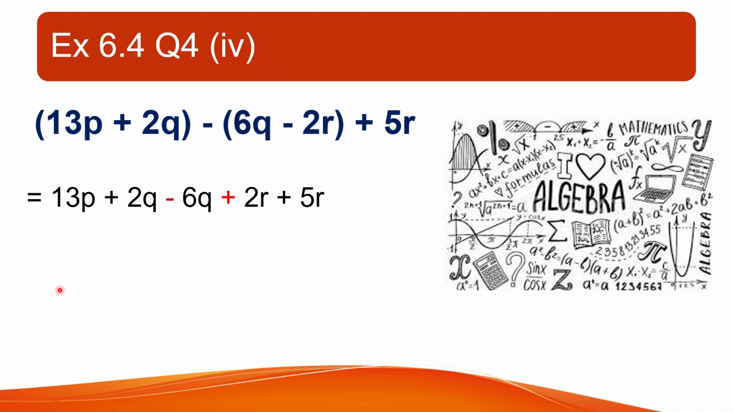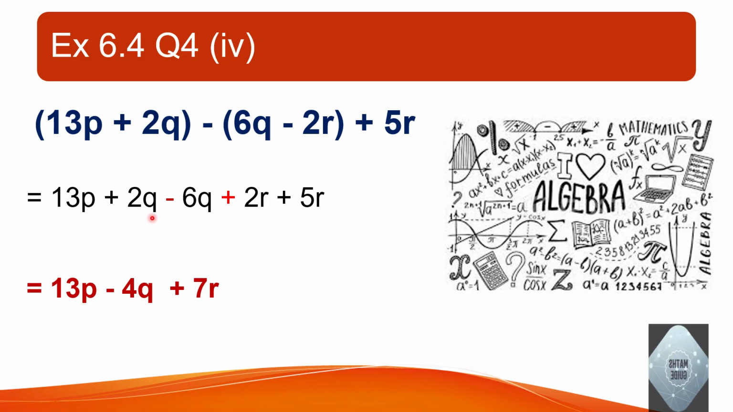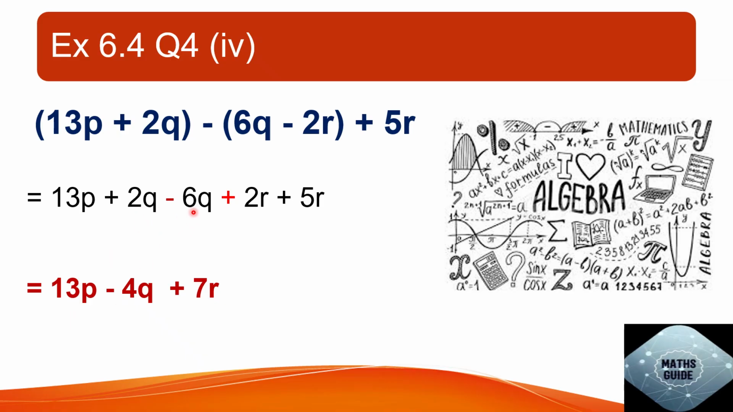Now the next step is to arrange or group the like terms. This is the only single term with variable p, but we have two terms with variable q and two terms with variable r. So 13p will be written as it is, then plus minus is minus, so we will subtract and put the sign of the greater value. We get minus 4q, and then we have two positive signs and we will get 2r plus 5r is 7r.